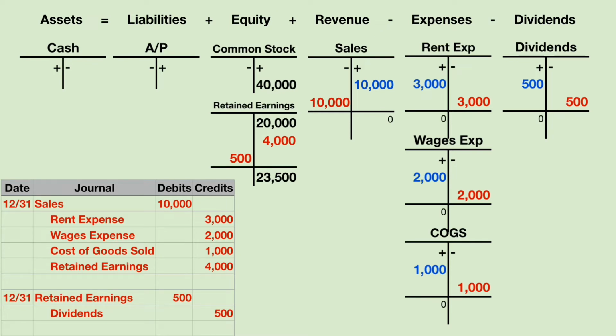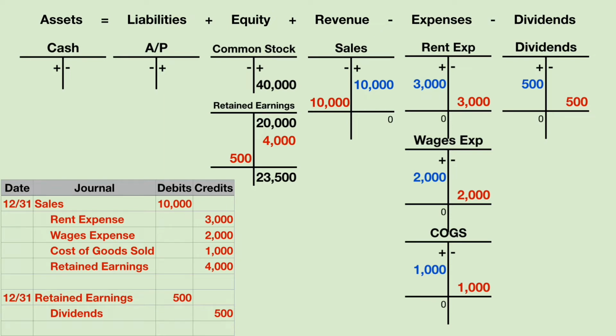There's one more expense to close, cost of goods sold. It has a debit balance of $1,000, so we will insert that red credit to the cost of goods sold account to close that account. And look at the journal entry. We credit cost of goods sold there as well.